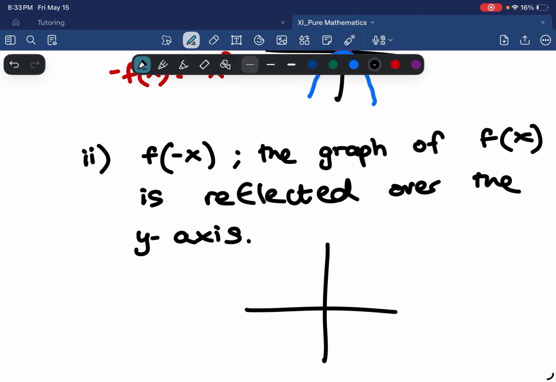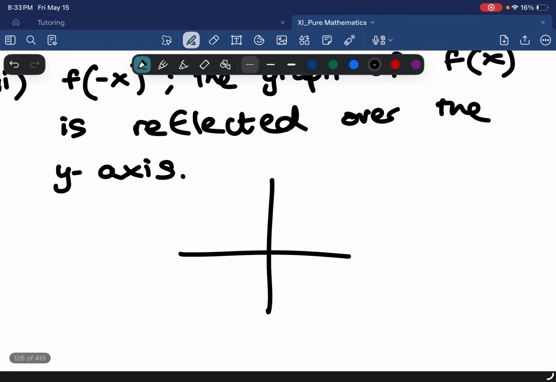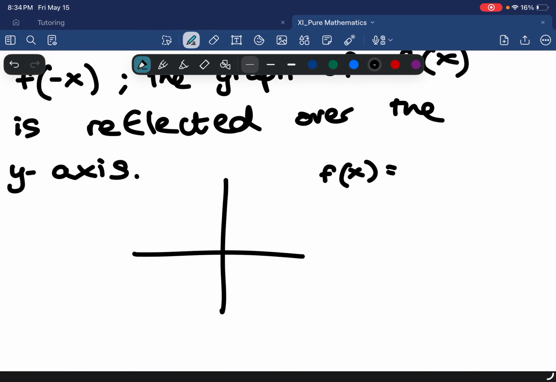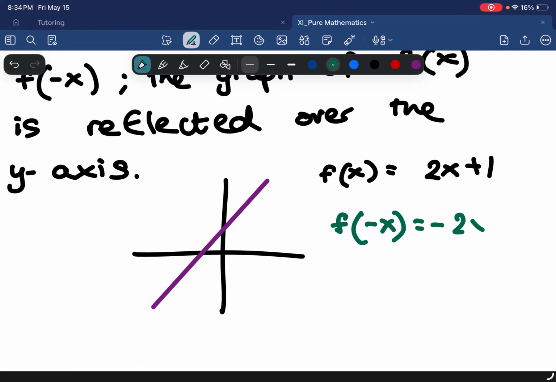Let me think of an example. Say f of x is equal to, let's say, 2x plus 1. So the graph of 2x plus 1 will look something like this, right? And f of minus x is going to be minus 2x plus 1. So the graph is going to look something like this. And it's going to be the graph of f of x reflected over the y-axis.